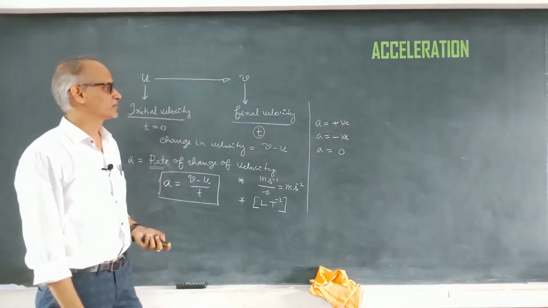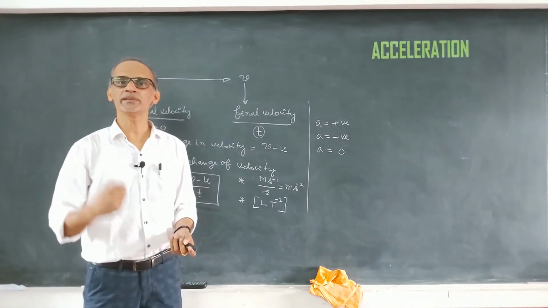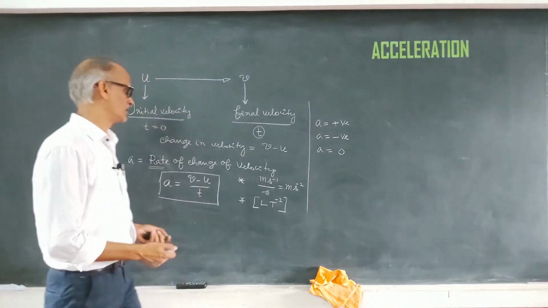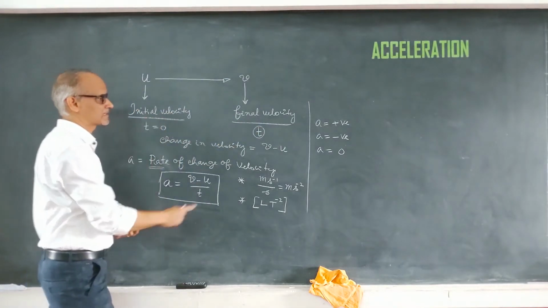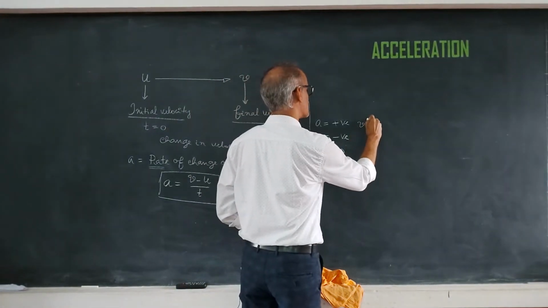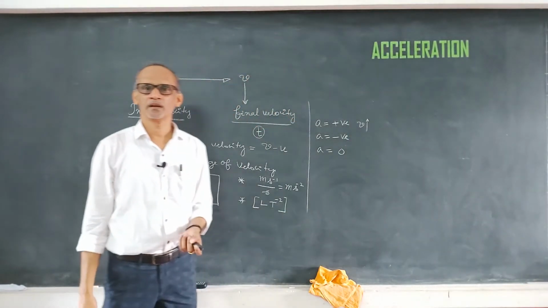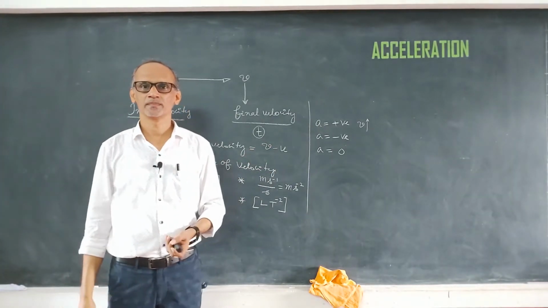So, acceleration is positive when velocity increases. If the final velocity is more than the initial velocity, then the acceleration is positive. So, when the velocity increases, acceleration is positive. A good example is a freely falling body.